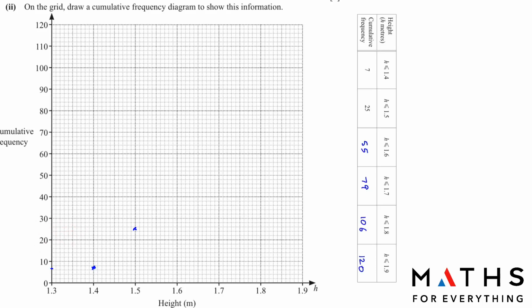Same way, mark all the points. I have plotted the points. Now we have to join them together. Make a nice curve. So this is how it will look. Let's move to the next question.